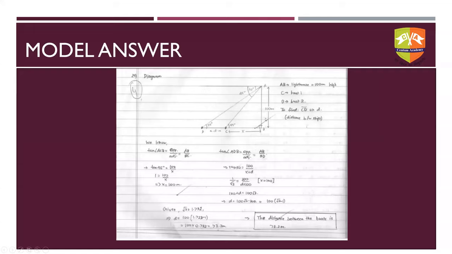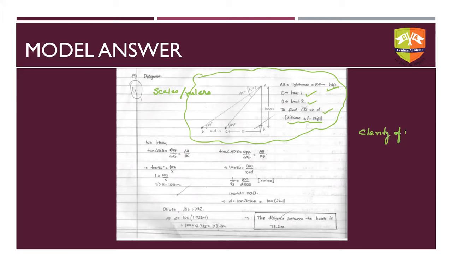Let me zoom. Oh no, I can't. So this is the heights and distance question. See what points are to be noted over here? They have used scales and rulers, so no freehand drawing. What this guy has done is AB lighthouse is 100 meter high. C is boat one, CD is boat two, labeled all to find CD or distance between ships. See how precisely and concisely he has mentioned everything in one shot. Every information is here only. An examiner would be happy to see this because it shows clarity of mind. You are clear what you need to do, so it will attract my attention.